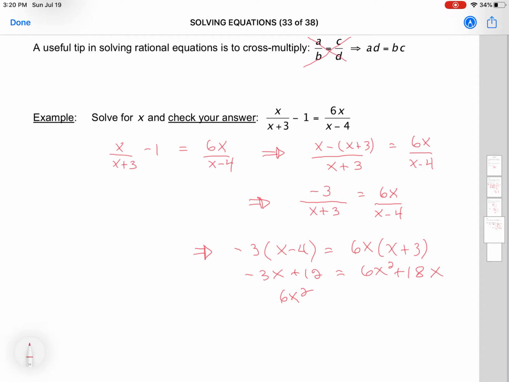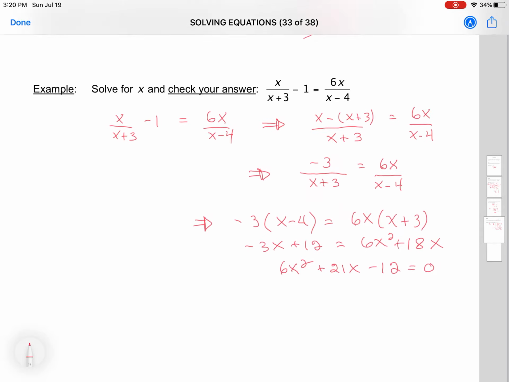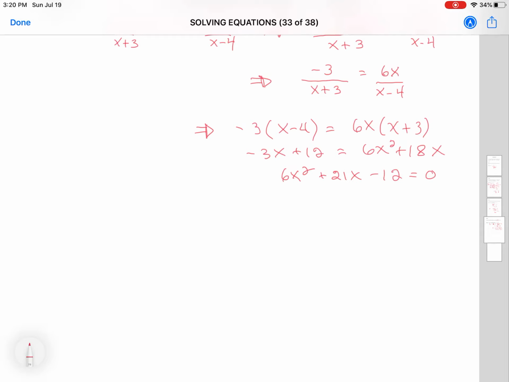So that means I should be bringing everything to the same side. So 6x squared, bring the minus 3 over, that'll be 21x minus 12. That is equal to 0. Now the numbers are fairly large. Perhaps I can pull out something. It so happens that 3 goes into all of these terms. So that will simplify our lives a little bit if we factor out a 3. So that's 2x squared plus 7x minus 4 is equal to 0.